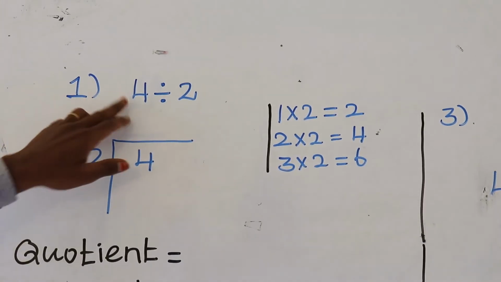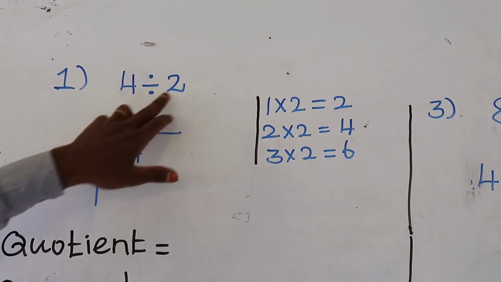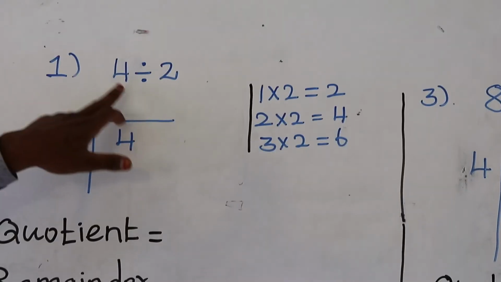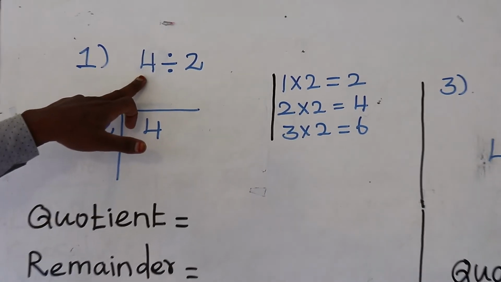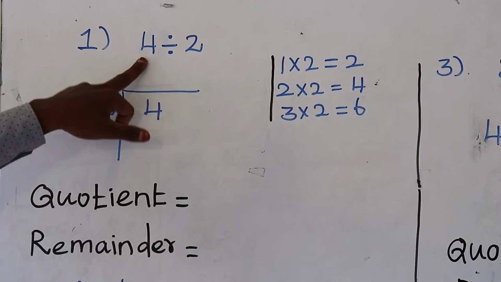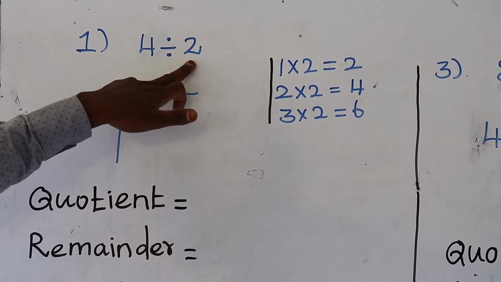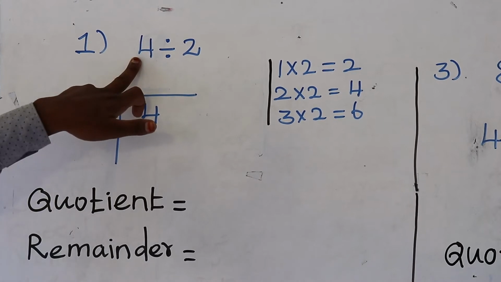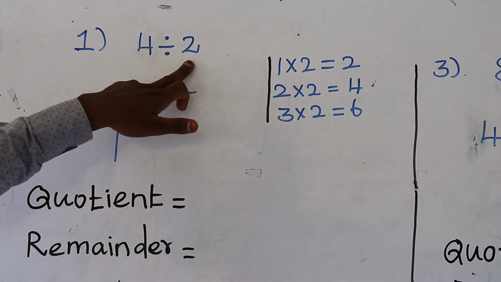First one, 4 divide 2. This is the divisor symbol. So in the first one, 4 is the divided value and 2 is the divisor.